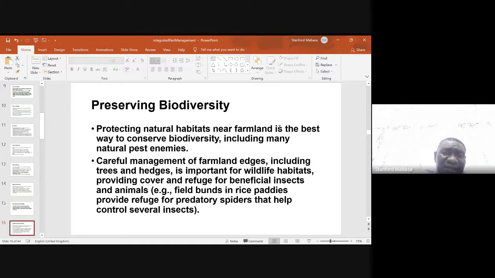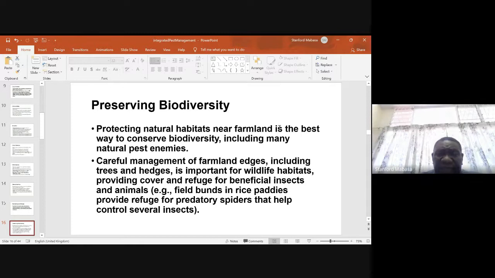Probably natural enemies can have somewhere to stay, because as we are applying chemicals in the fields, there's also a possibility of killing these natural enemies. So probably at the edges of the fields, these natural enemies may find a habitat. So we should not destroy these natural habitats. Careful management of farmland edges, including trees and hedges, is important for wildlife habitats, providing cover and refuge for beneficial insects and animals.